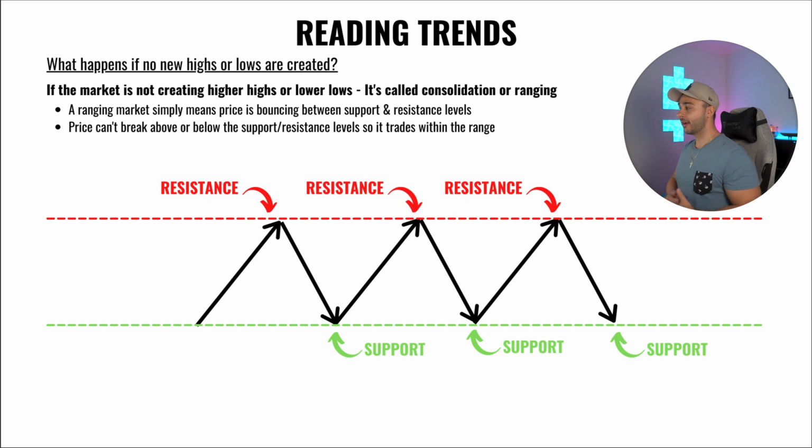So what happens if no new highs or lows are created? If the market is not creating higher highs or lower lows, it's called consolidation or ranging. A ranging market simply means price is bouncing between support and resistance levels. Price can't break above or below support and resistance levels, so it trades within the range and just bounces between it.